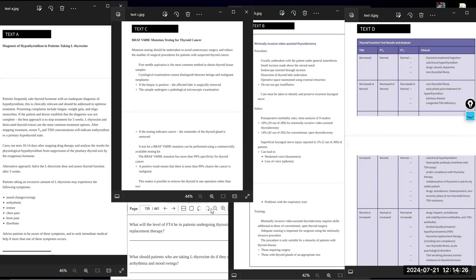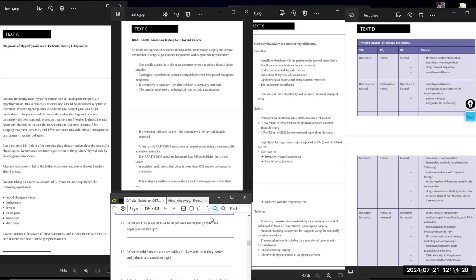Okay. Now I think we have to practice writing a short answer. Now I need you to zoom in to read the passages and to answer the question, which is: what will the level of FT4 be in patients undergoing thyroxine replacement therapy? So try to read as fast as you can and find the correct answer.